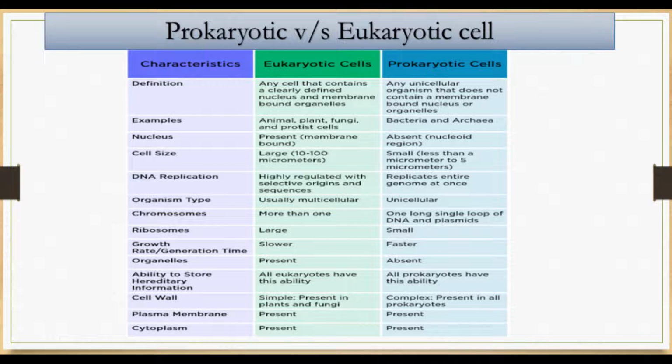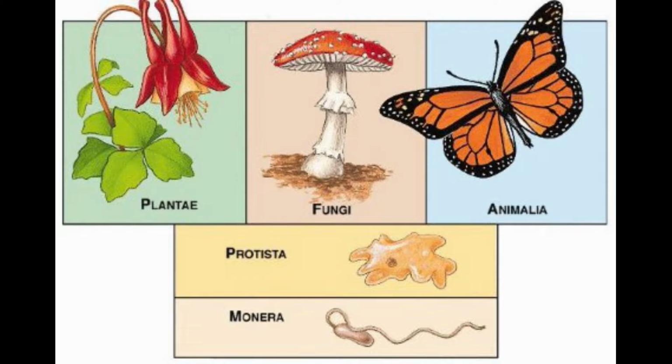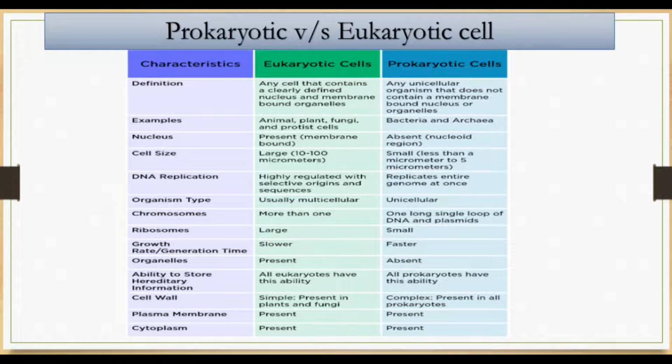So what are examples of eukaryotic and prokaryotic cells? In case of eukaryotic cells, the normal animals, plants, fungi and protist cells are the examples. While in case of prokaryotes, there are bacteria and archaebacteria. Is there any difference between a normal bacteria and an archaebacteria?